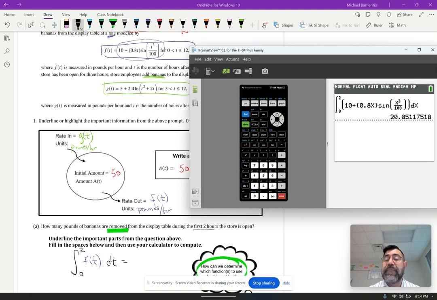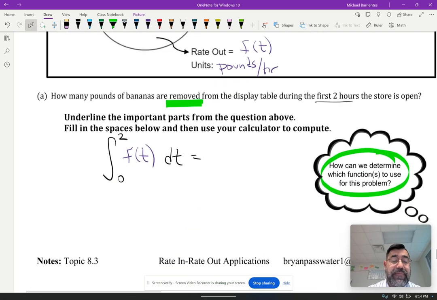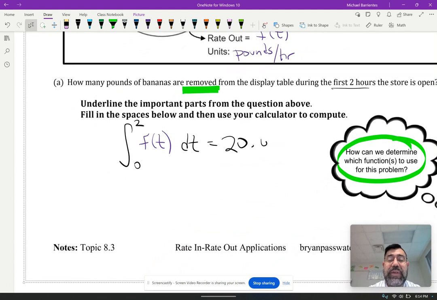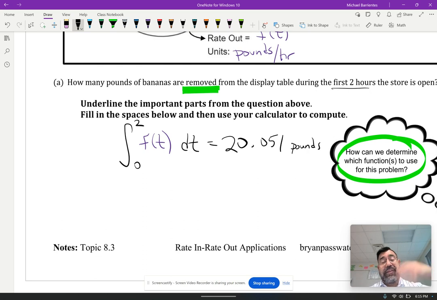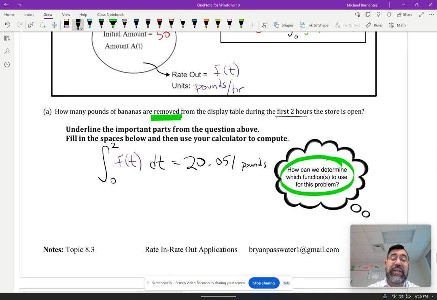And this should give me 20.051. Now, what did this represent? The pounds of bananas that have been removed in the first 2 hours. I answered question A. How? By using a definite integral, because when I take the integral of a rate, I get the change, in this case, the total change, the total amount removed of the original quantity, which is the amount of bananas.